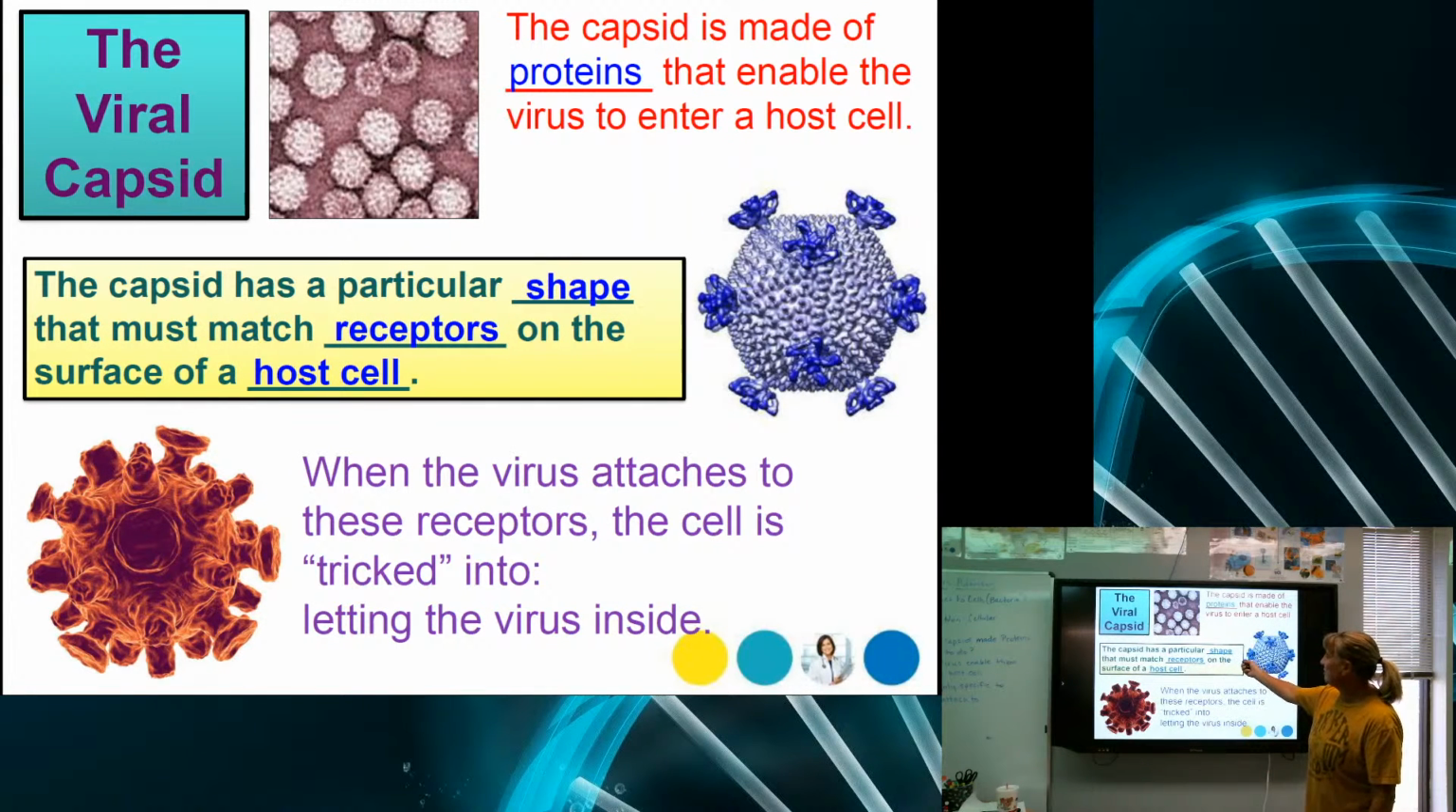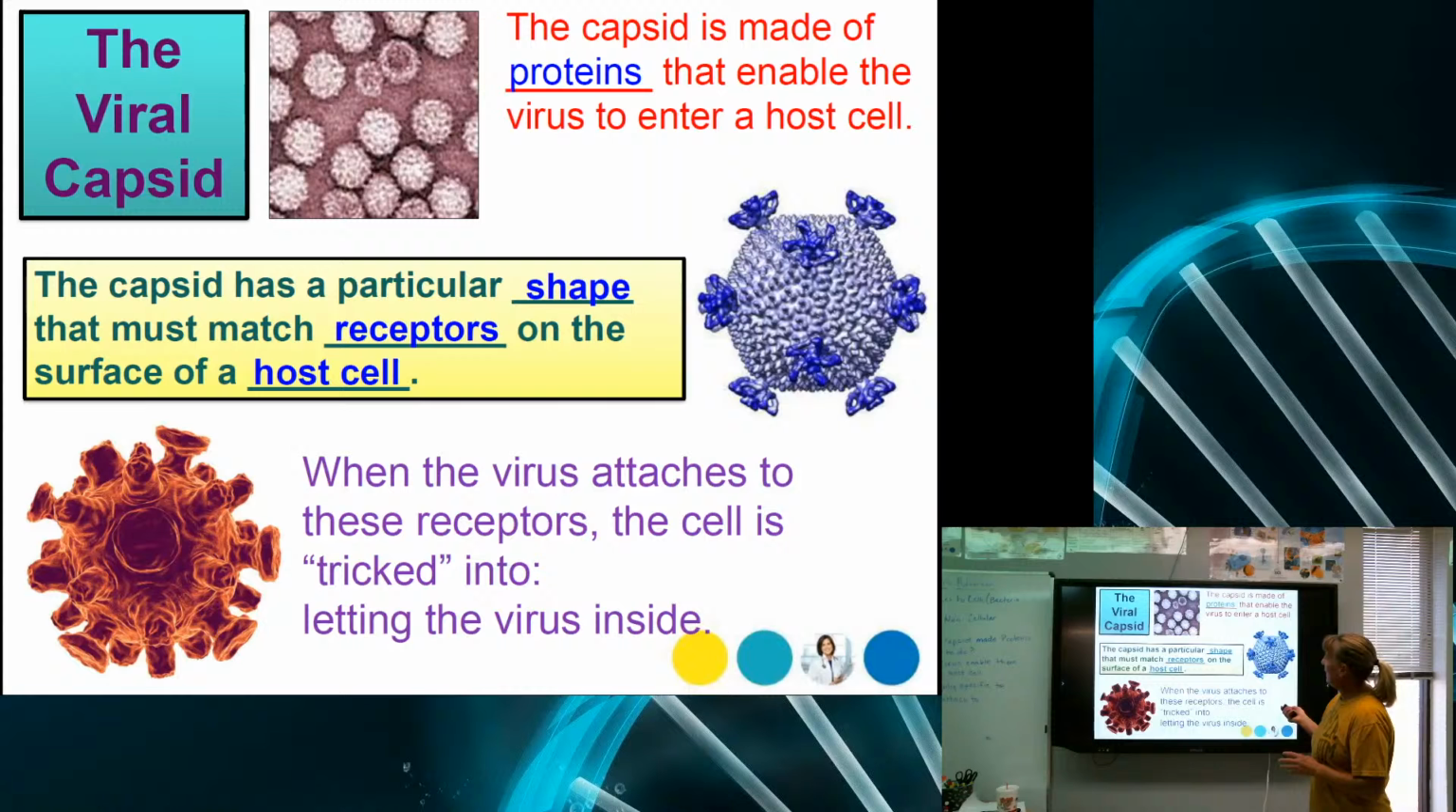Notice it has a particular shape that must match the receptors on the surface of a host cell. So viruses are kind of like the keys to your car. They go to your car, they unlock the door to your car. They turn on your car. They don't unlock the door to other cars. And viruses are very similar to that, where they attach to specific cells.